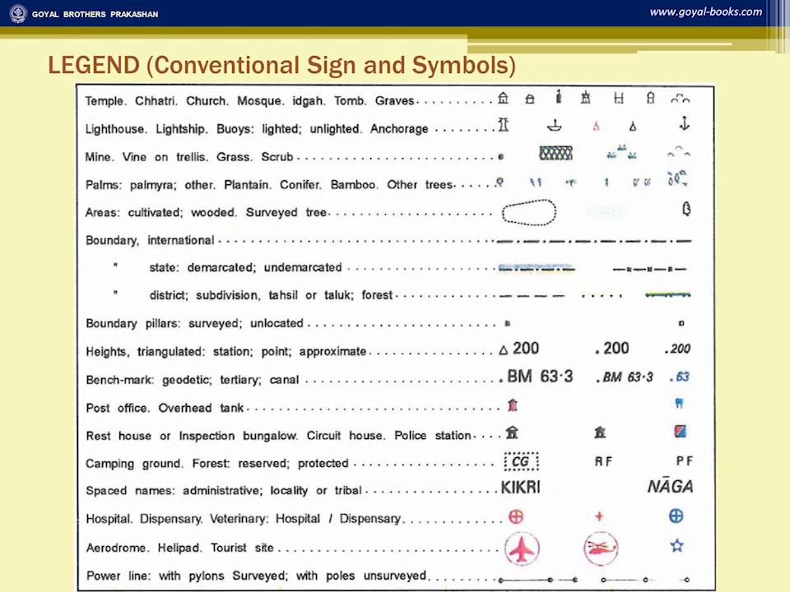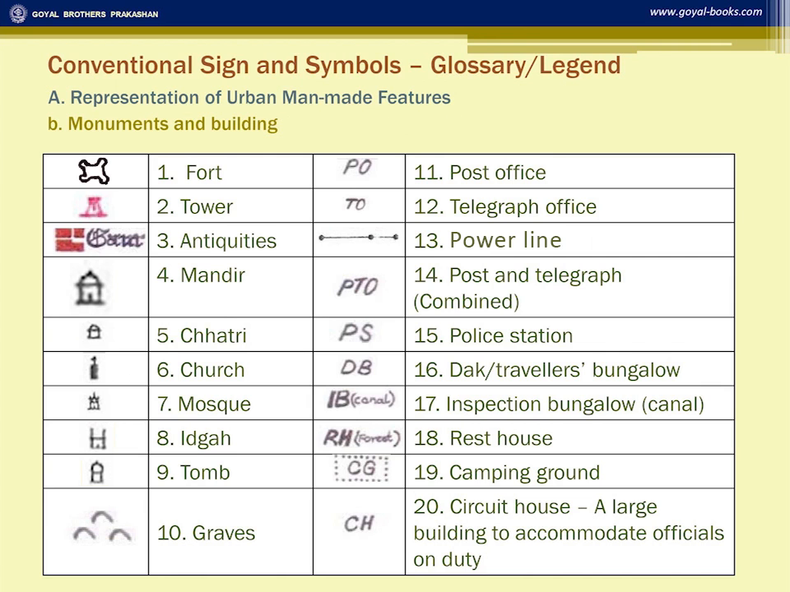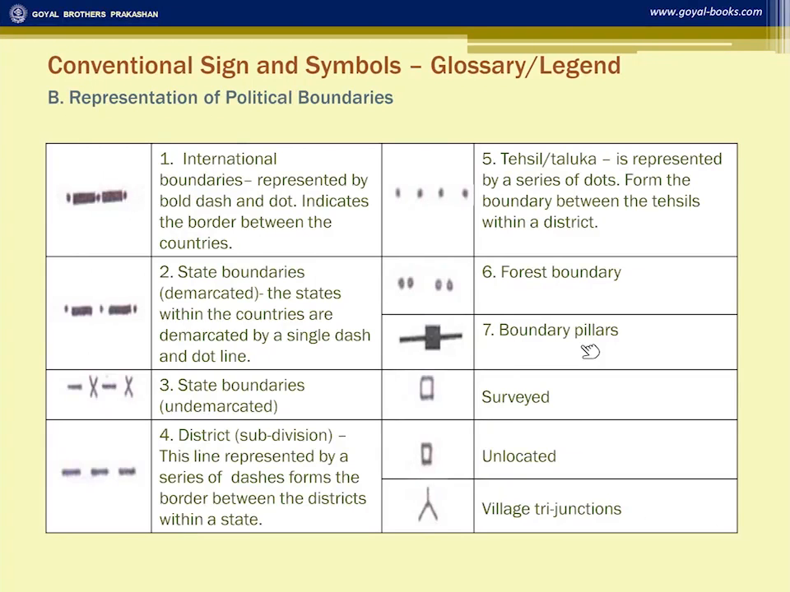Permanent huts are shown in red, temporary huts, types of settlements. We'll be studying it in detail in the next slide. The urban features, as you can see, are mostly given in red. The international boundaries, the state boundaries, undemarcated and district boundaries are all given in black. They are shown in black color with different symbols.